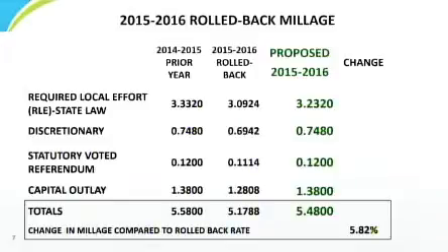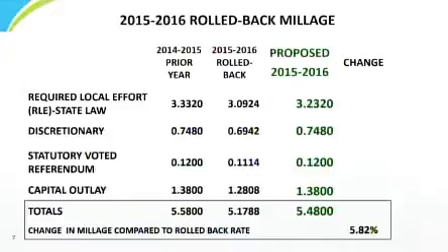The rollback millage rate, let's take a look at the pieces that make it up. If we look at the required local effort, the prior year required local effort was 3.3320 mils. The rollback rate to generate the exact same dollars would be 3.0924. The legislature has set the rate at 3.2320. So there is an increase in that rate above the rollback rate, just below required local effort alone.